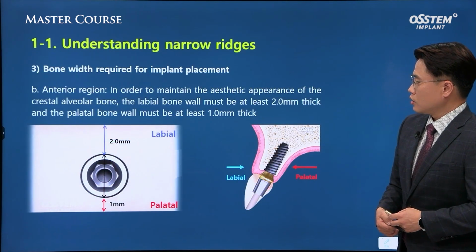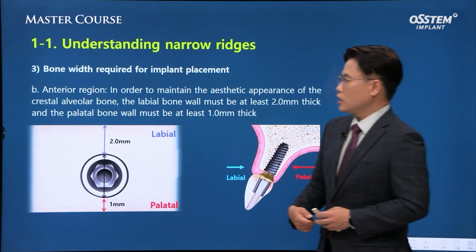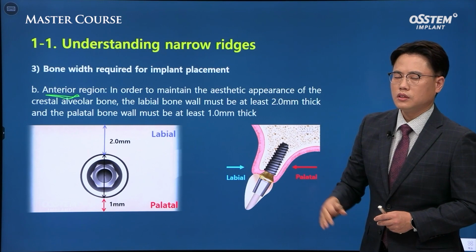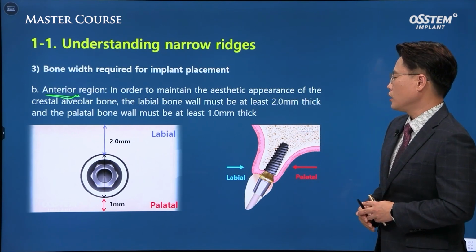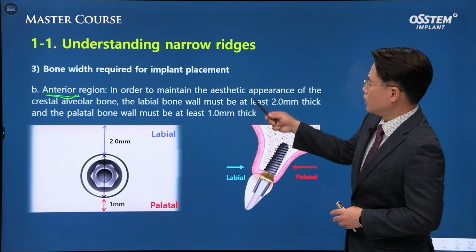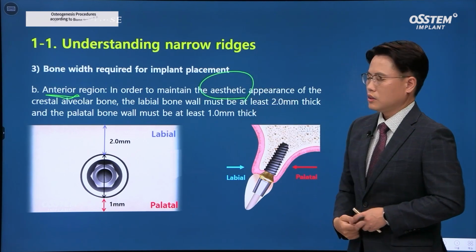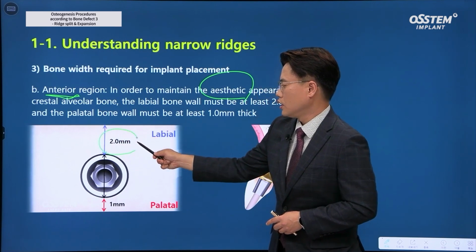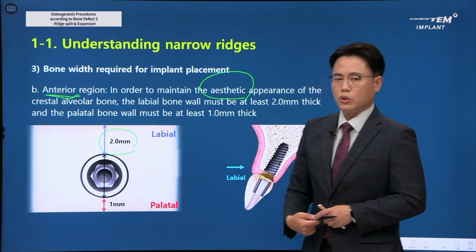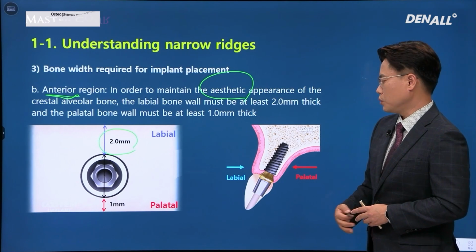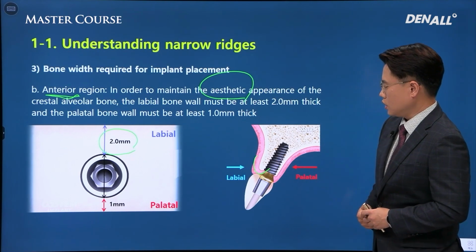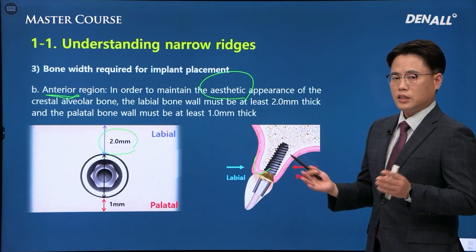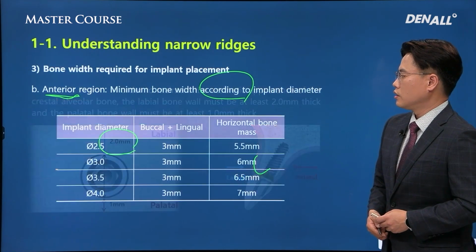In the case of anterior region, this criteria changes. In the case of anterior region, it is important to maintain vertical bone height, but aesthetic factors cannot be overlooked. Therefore, 0.5 millimeter is needed even more. There needs to be 2 millimeter of residual bone labially in order to provide aesthetic implant prosthesis. Compared with the posterior region, the criteria for narrow ridge becomes more strict in the case of anterior region.